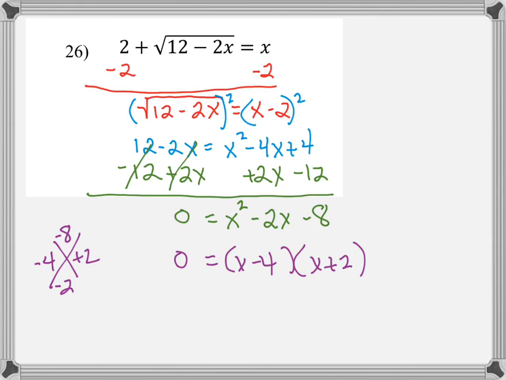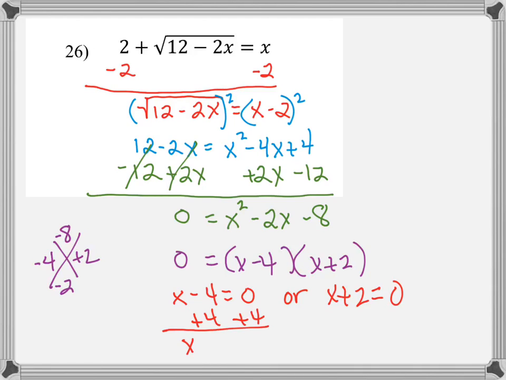2. Now I'll use the zero product property and set each factor equal to 0. So x minus 4 equals 0, or x plus 2 equals 0. And I'll solve each of those equations for x. So I'll add 4 to both sides in the first equation, and I'll get x equals 4. I'll subtract 2 from both sides in the second equation, and I'll end up with x equals negative 2. I'm going to go check on the next slide.